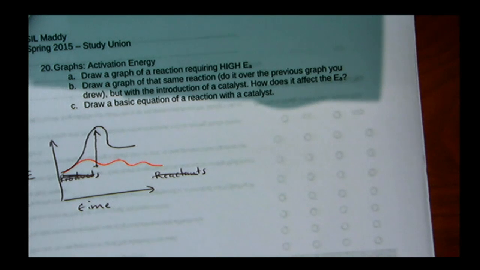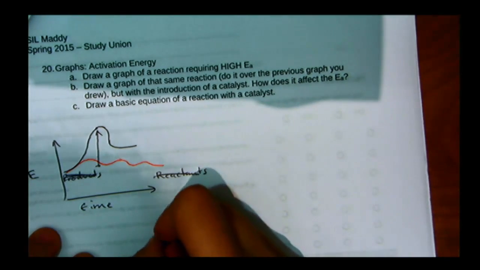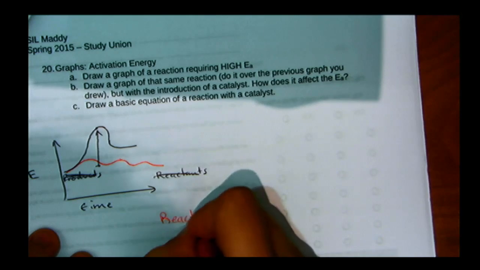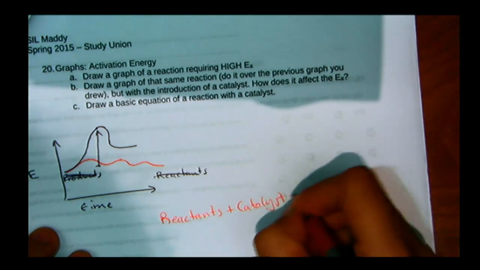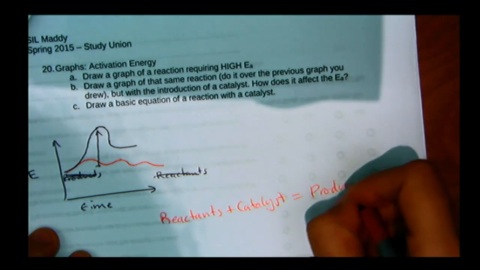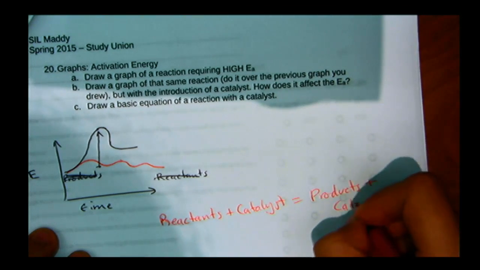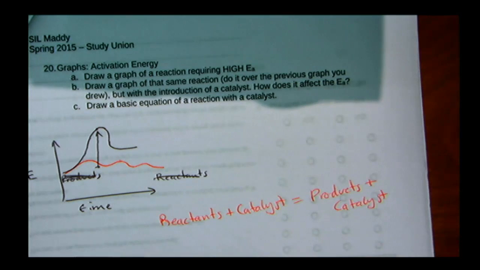Draw a basic equation of a reaction with a catalyst. Basically, I just wanted you to write: reactants plus catalyst equals products plus catalyst. Just to reiterate that they are not consumed, because that was a legit question on my exam, and so I'm emphasizing those parts. Anyways, so things to note.